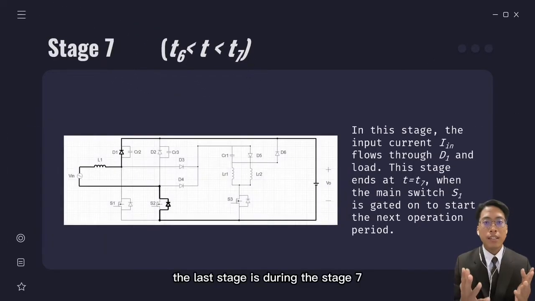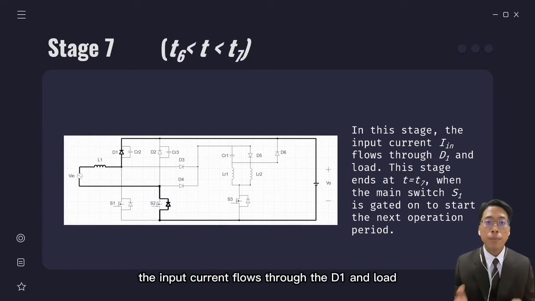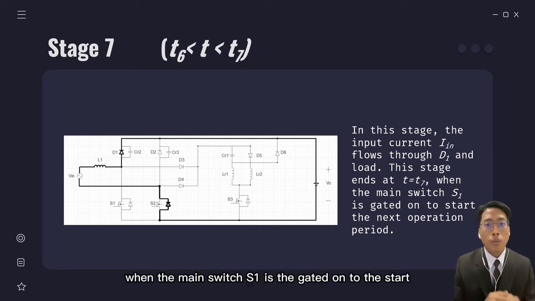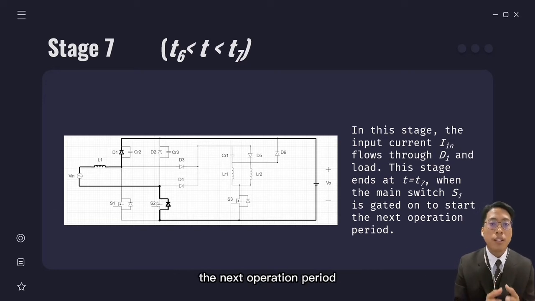The last stage is stage 7. The input current flows through D1 and the load. This stage ends at T equal to T7, when the main switch S1 is gated on to start the next operation period.